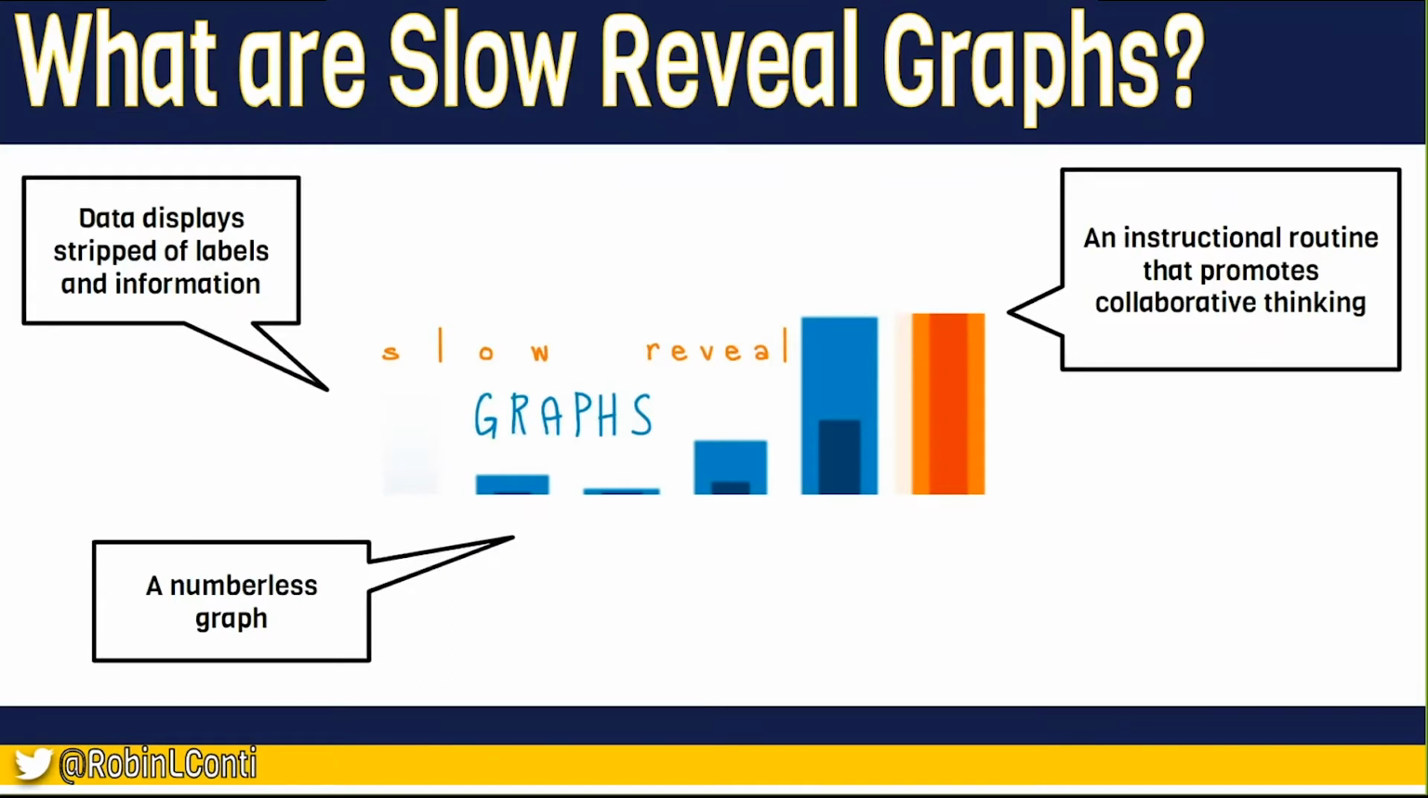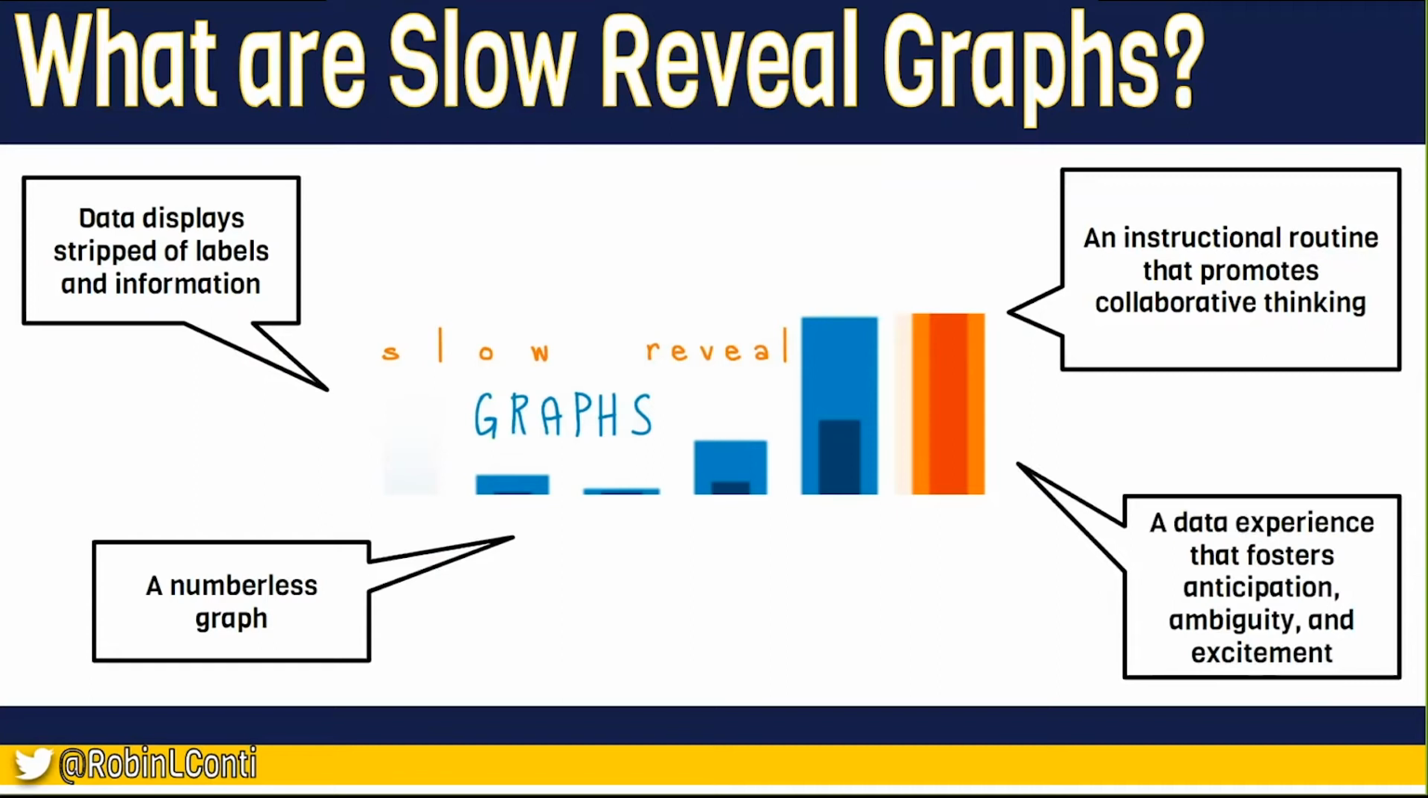There is a great 5-minute video in the notes section by Max Ray Reich in which he convinces the audience that 2 is in fact greater than 4. Be sure to watch it. Slow reveal graphs is an experience with data that fosters anticipation, ambiguity, and excitement among students of all ages. You are able to withhold and release information at an appropriate pace to generate curiosity and engagement among your students.